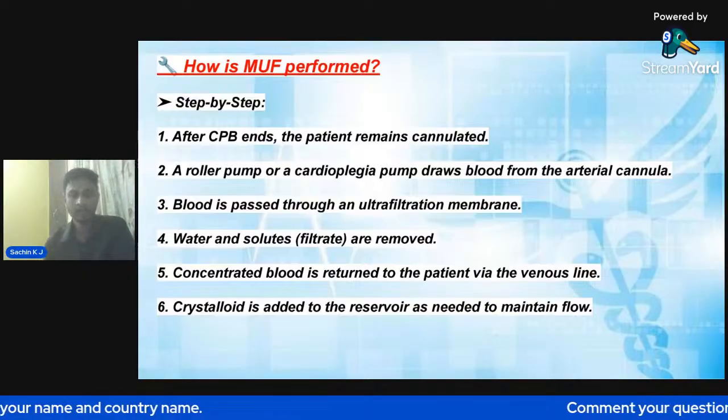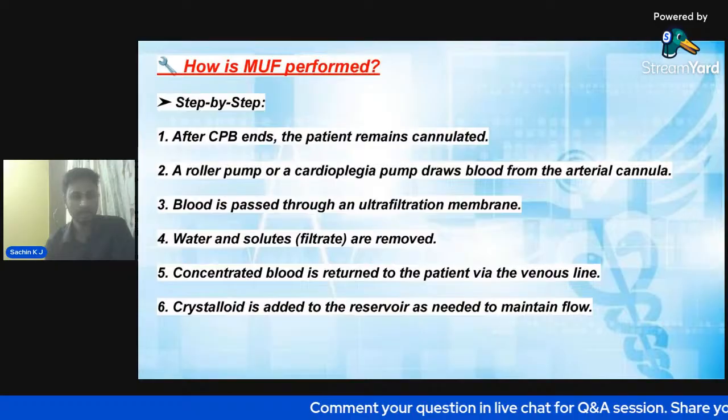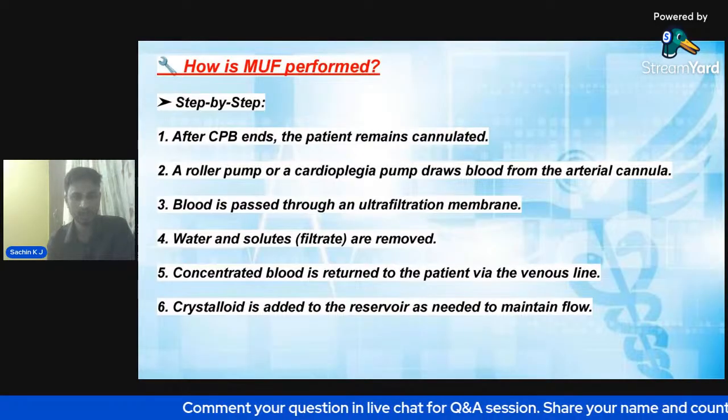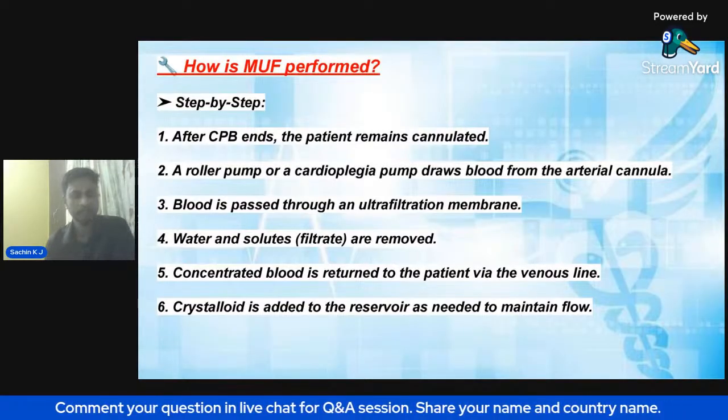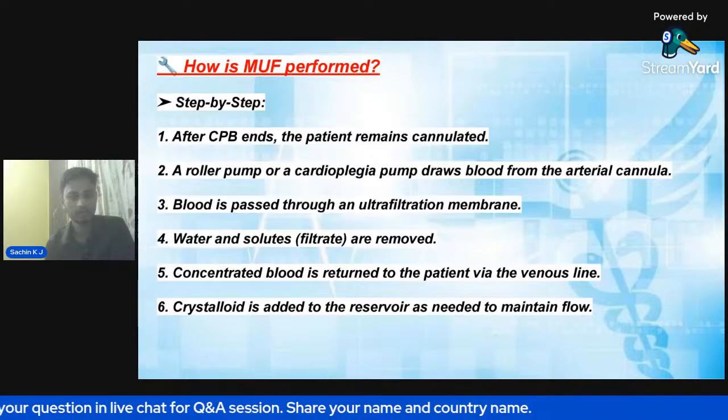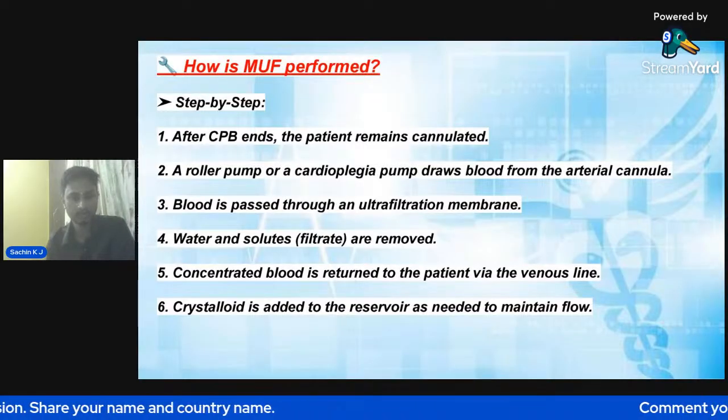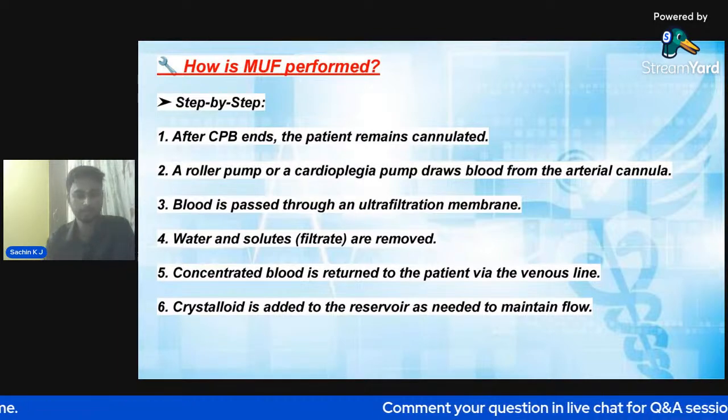A roller pump or cardioplegia pump draws blood from the arterial cannula. Blood is passed through an ultrafiltration membrane. Water and solute filtrate are removed. Concentrated blood is returned to the patient via the venous line. Crystalloid is added to the reservoir as needed to maintain flow.